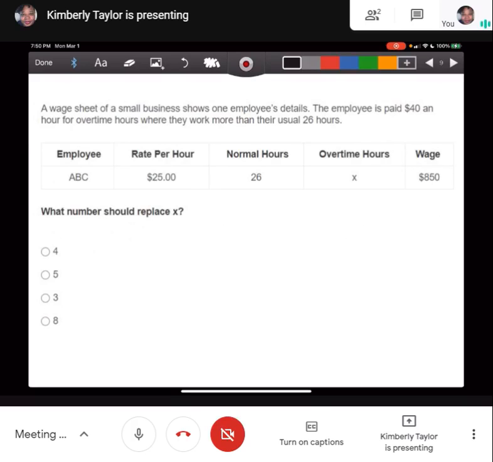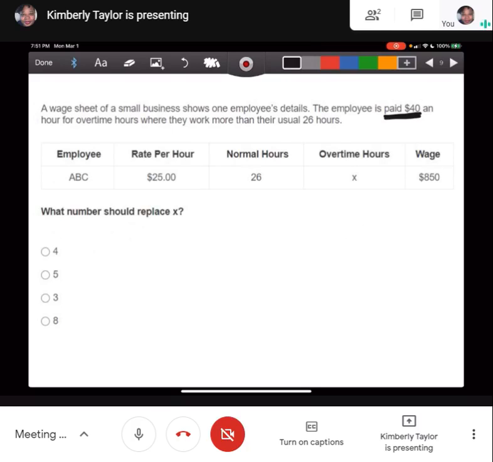For the next question, it says a wage sheet of a small business shows one employee's details. The employee is paid $40 an hour for overtime hours where they work more than their usual 26 hours. So you have employee ABC. The rate per hour is $25. The normal hours are 26 hours. And then anything extra, overtime hours, will be paid $40. For this particular paycheck, this employee received $850.